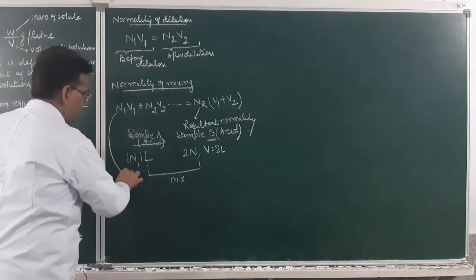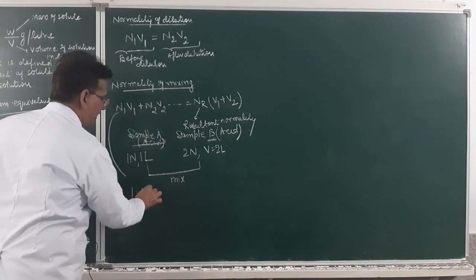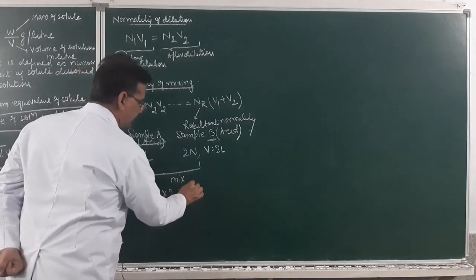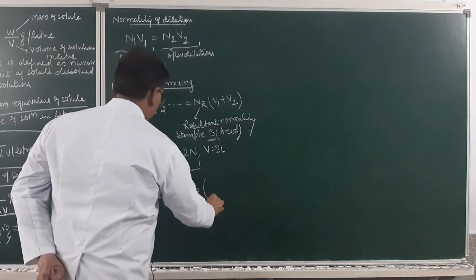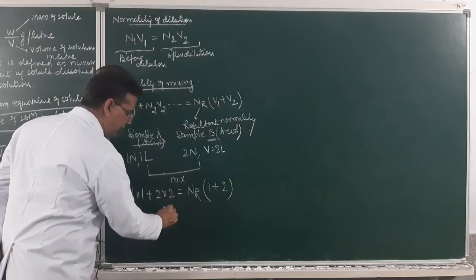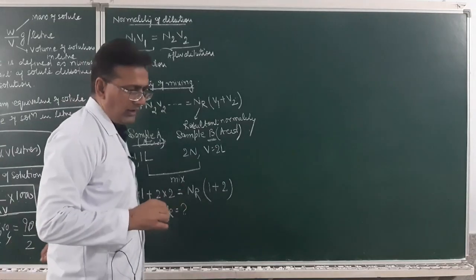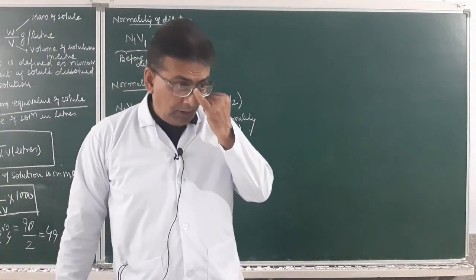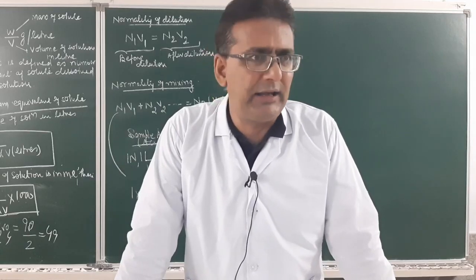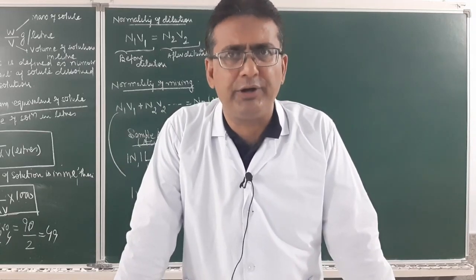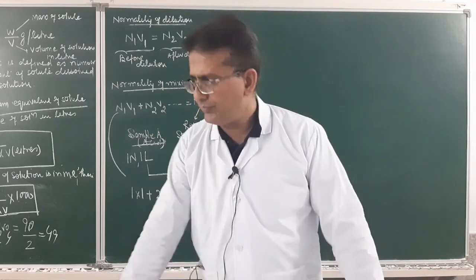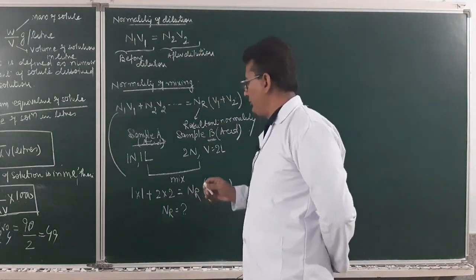So a formula will be used. It will be 1 into 1 plus 2 into 2, which will be equal to NR, times the volume of the solution, which is 1 plus 2. From here, we will find the resultant normality of the solution. Am I clear? If two samples of the same acid or base are given with different normality and different volumes, then their resultant normality can be calculated when the two solutions are mixed. Here we find the normality of dilution.